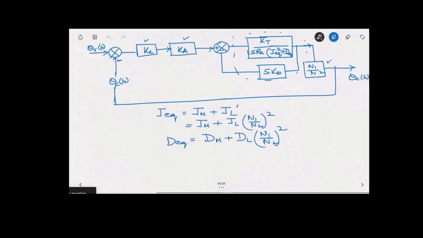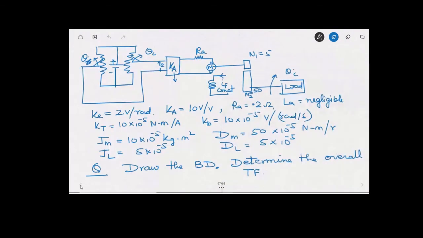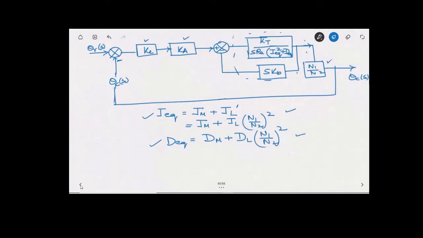So we can find the equivalent parameters. Jm is given, and you can substitute the values here for Jm, JL, Dm, DL, and find out J equivalent and D equivalent. Once you have this, and the other parameters are also known to you, as they are given in the problem, like KE is 2 and Ka is 10, all these values are given, you can find out the overall transfer function, which is theta c(s) over theta r(s). This is the objective.